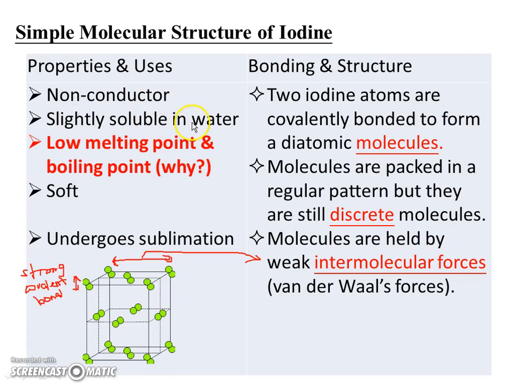It is only slightly soluble in water. We will explain it later. The most unique characteristic of simple molecular structures is that they all have low melting points and boiling points. We will explain this later. And then they will be soft. For iodine, it also undergoes sublimation, but that is not for all simple molecular structures. What you should focus on are these four properties. You will also see these four properties afterwards when we discuss other structures: whether the structure conducts electricity, whether it dissolves in water, whether it has low or high melting points, whether it is soft or hard.